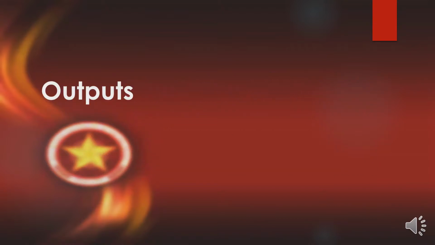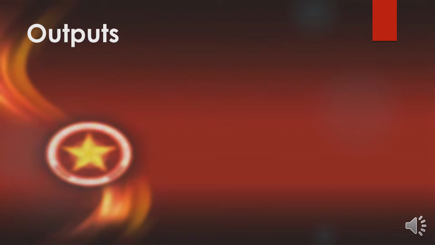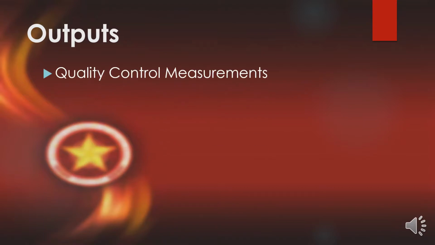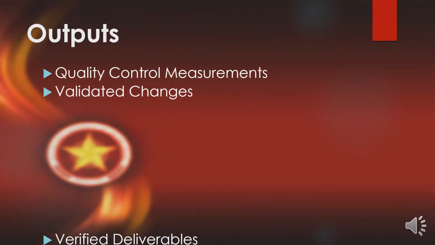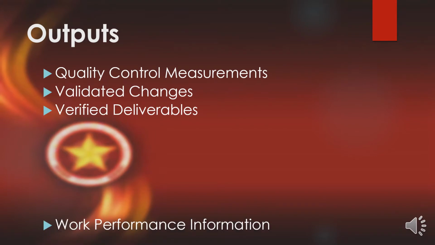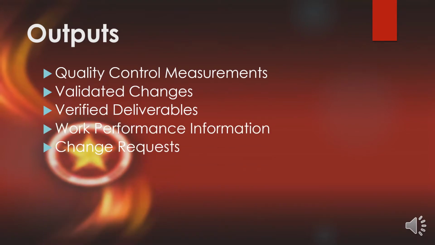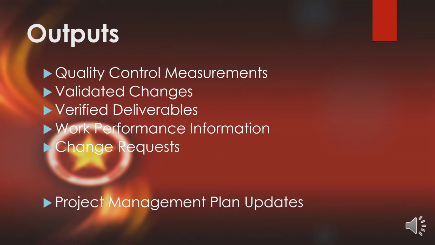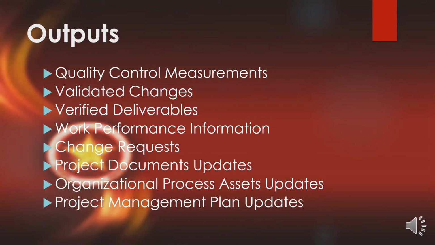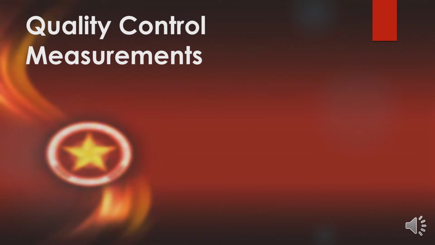Now we will discuss the outputs of control quality. The outputs of control quality are quality control measurements, validated changes, verified deliverables, work performance information, change requests, project management plan updates, project documents updates, and organizational process assets updates. Let's discuss the first output, which is the quality control measurements.